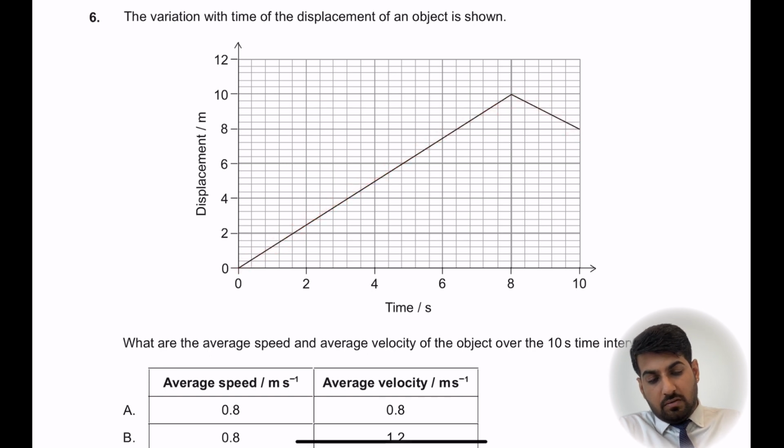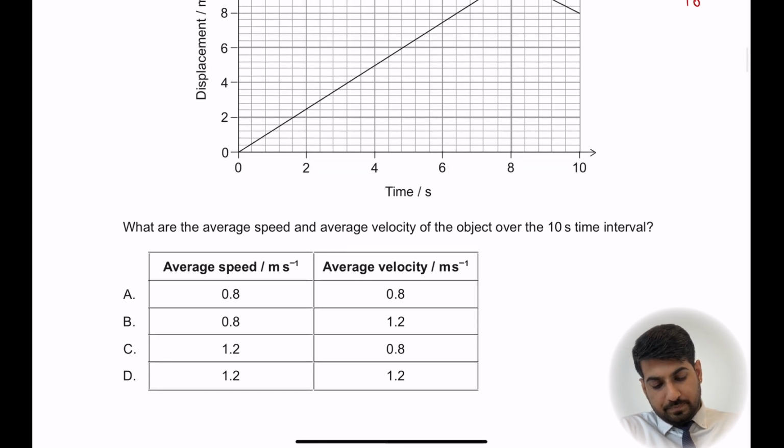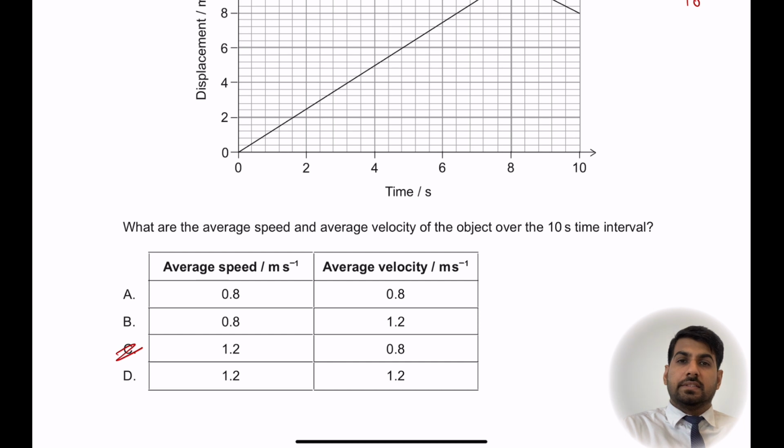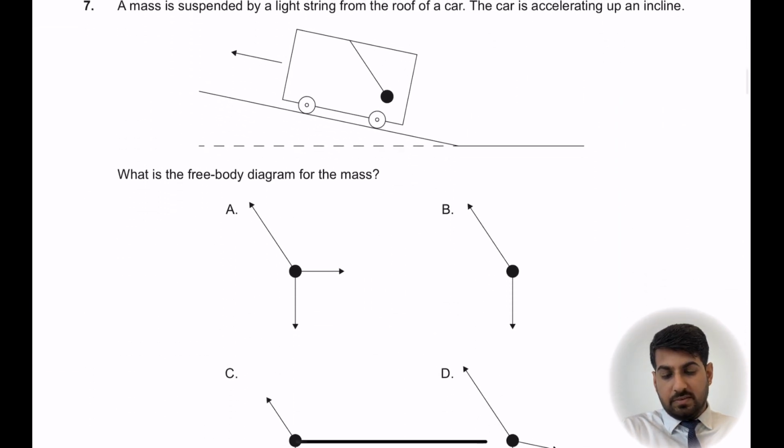For finding the average velocity, I will use the final displacement, which is 8, divided by 10, which is 0.8. And for average speed, I will take the total distance, which will be 10, and then moving back from 10 to 8, that is 10 plus 2, which is 12 by 10, which is 1.2. So option C is the right answer. Okay, quite easy, just a basic understanding of distance and displacement.